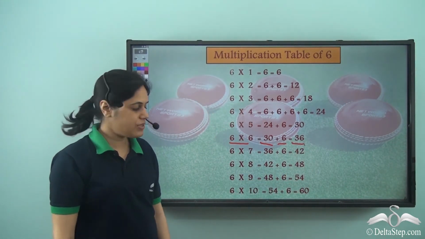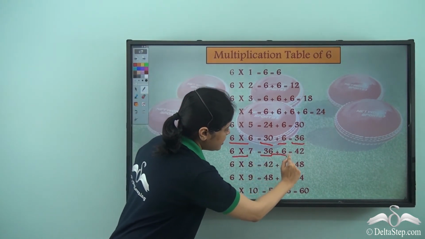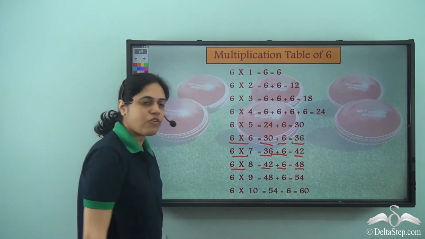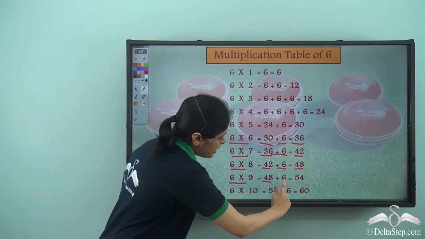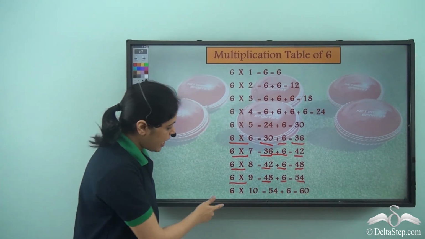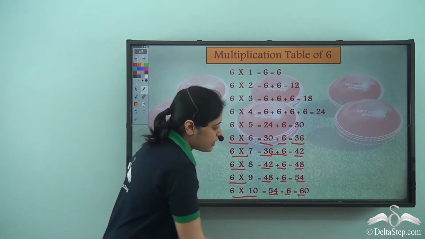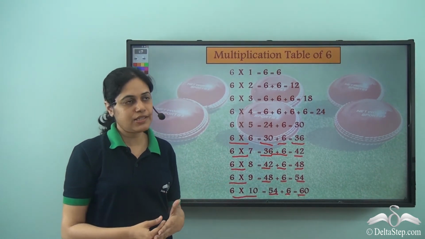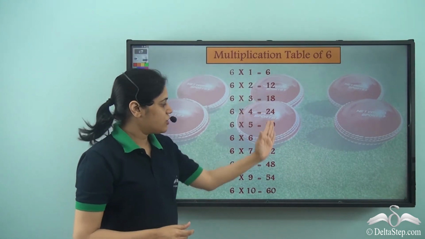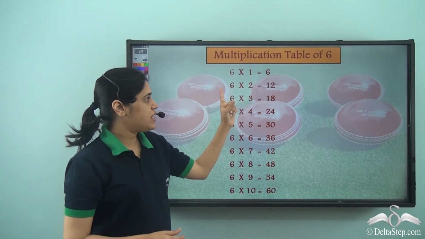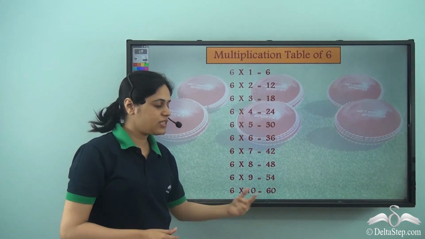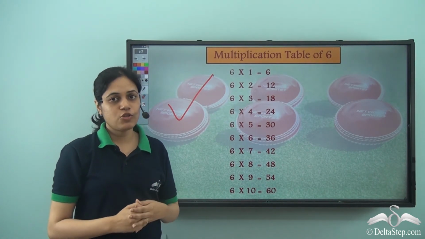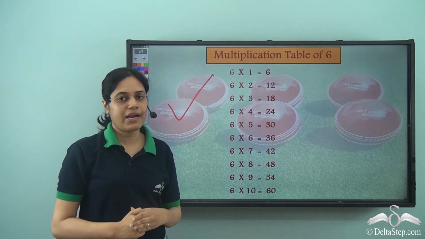Similarly, we have the other numbers. 6 into 7 is 36 plus 6, which is 42. 6 into 8 is 42 plus 6, which is 48. 6 into 9 is 48 plus 6, which is 54. And 6 into 10 is 54 plus 6, which is 60. So this is how I can make the multiplication table of 6. Now I need only this. So 6 into 1, 6. 6 into 2 is 12. Till 6 into 10. This is the multiplication table of 6. So you need to make your own table and remember it by heart.